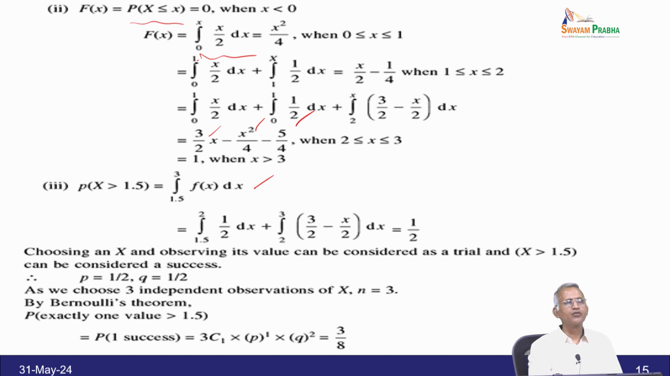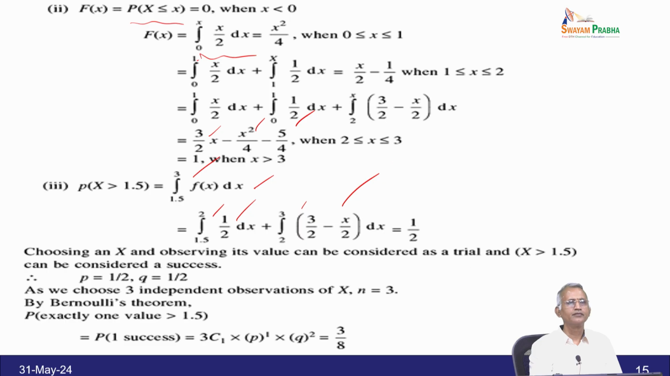Similarly, we can find the probability of x greater than 1.5. We have the integral from 1.5 to 3 of f of x dx. According to the table, this can be split into 1.5 to 2 and 2 to 3. From 1.5 to 2 the corresponding value is half dx, and from 2 to 3 the corresponding value is 3 by 2 minus x by 2. Integrating and applying the upper limit minus the lower limit, we have 1 by 2.